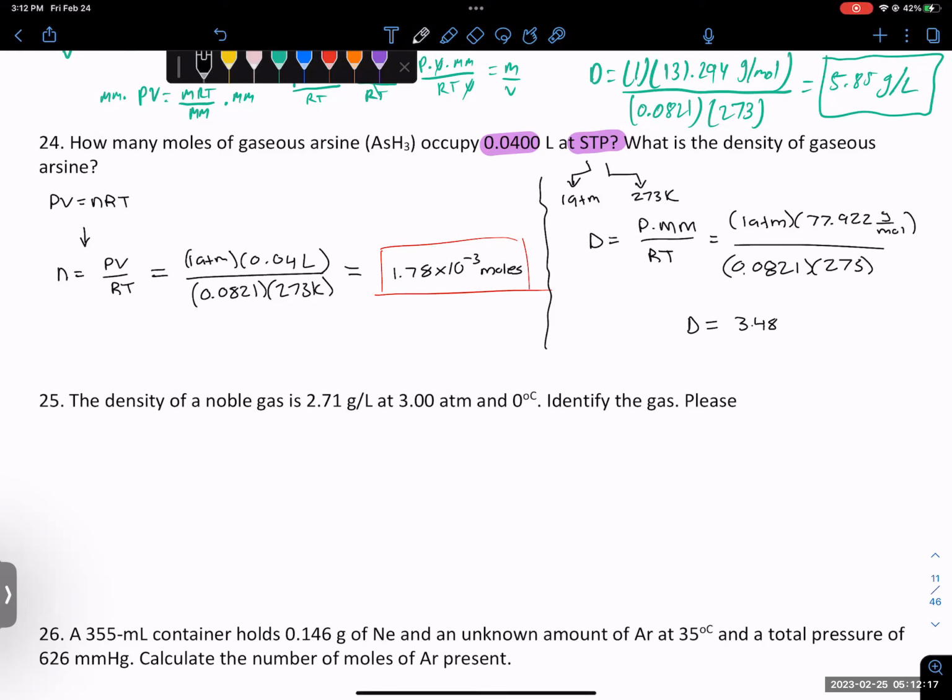And what are the units for density when we're talking about gaseous stuff all the time? So what is your volume always in? Liters. And what is mass always in chemistry? Oh, grams per liter.